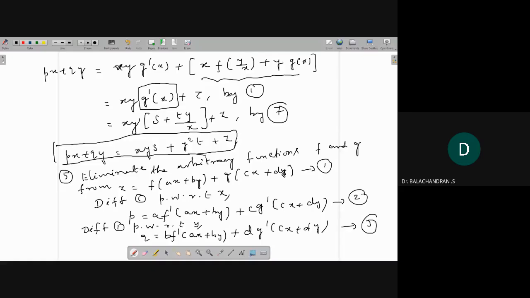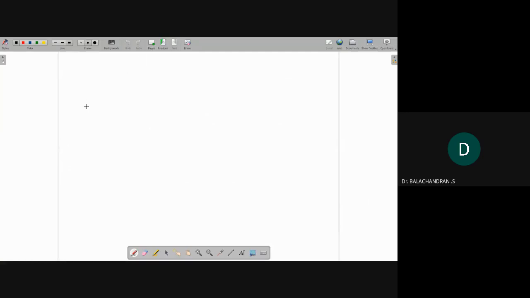Similarly, differentiate equation 2 partially with respect to x again, and differentiate equation 2 partially with respect to y. Okay, I can't write equation 2 again here, but if you write in your notebook, differentiate equation 2 partially with respect to x and tell the answer. I will write in the next page. So first differentiate equation 2 partially with respect to x. So anyone?